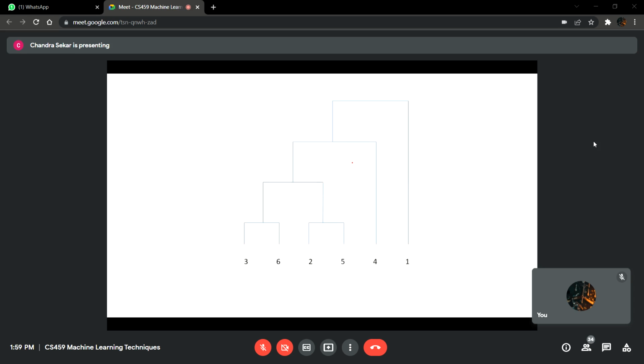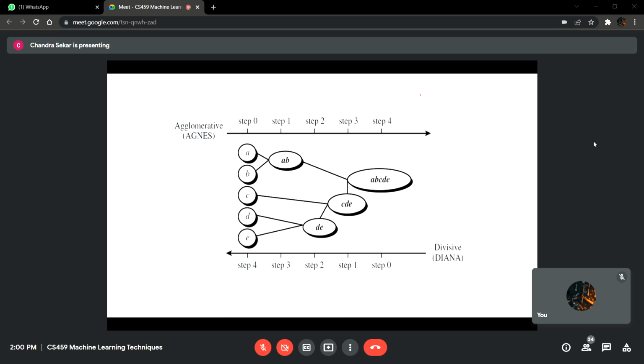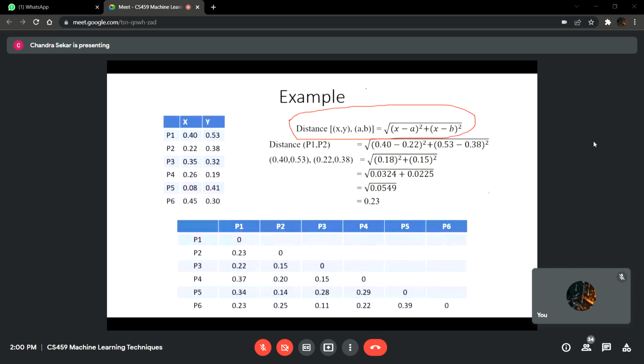Euclidean distance I have already explained in the last class. This is the formula for the Euclidean distance, which I already used in yesterday's class for calculating the distance between points in the hierarchical clustering method. The distance between two points (x, y) and (a, b) is equal to the square root of (x minus a) the whole square plus (y minus b) the whole square.